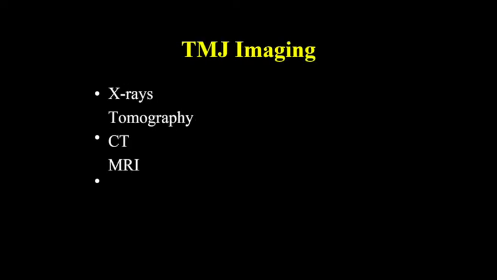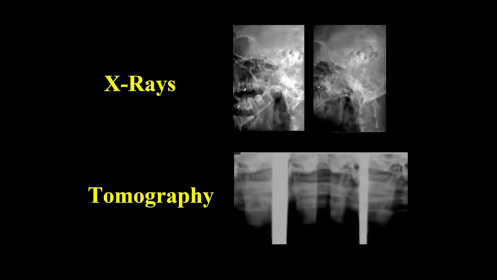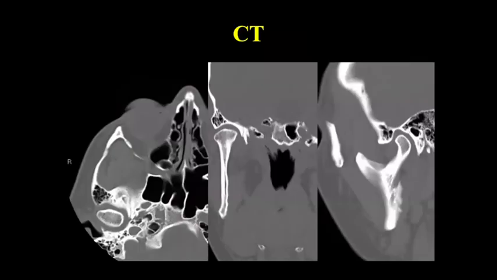How do we image the TMJ? Imaging modalities include X-rays, tomography, CT, and MRI. Nowadays, there's limited interest in utilizing X-rays and tomography. There's little or no role in assessment for internal derangement. CT is most useful for evaluating osseous changes, especially looking at erosions, sclerosis, and osteophytes.